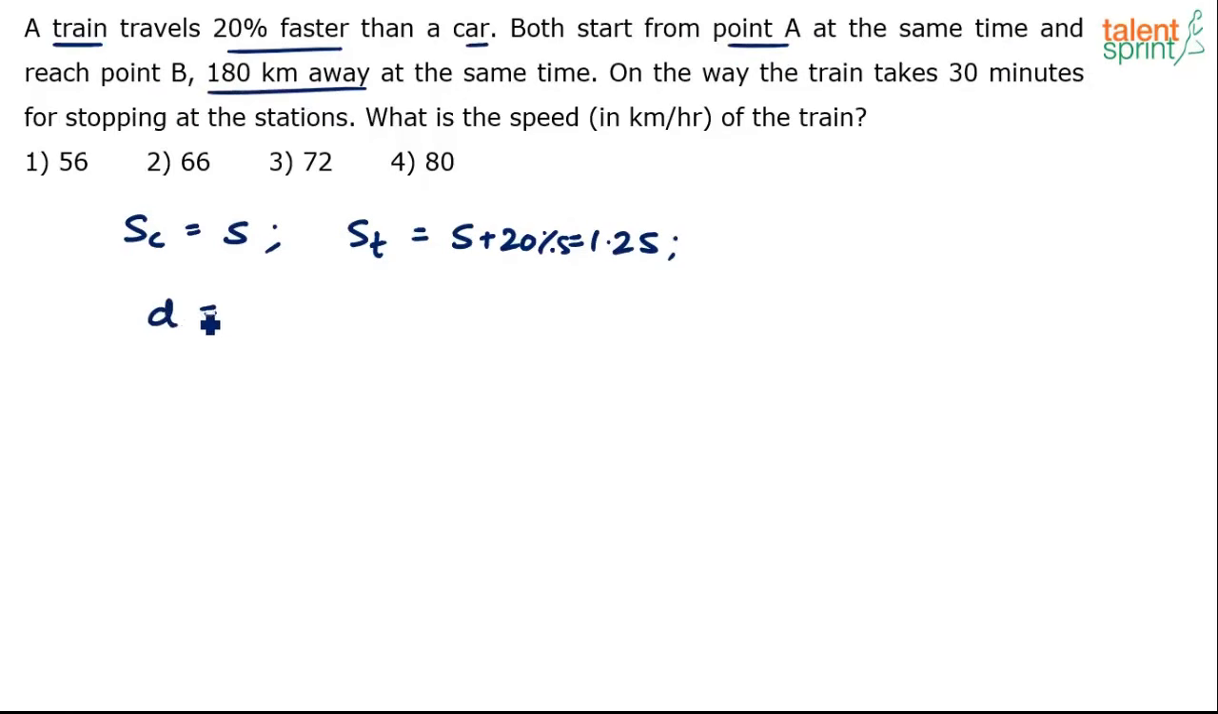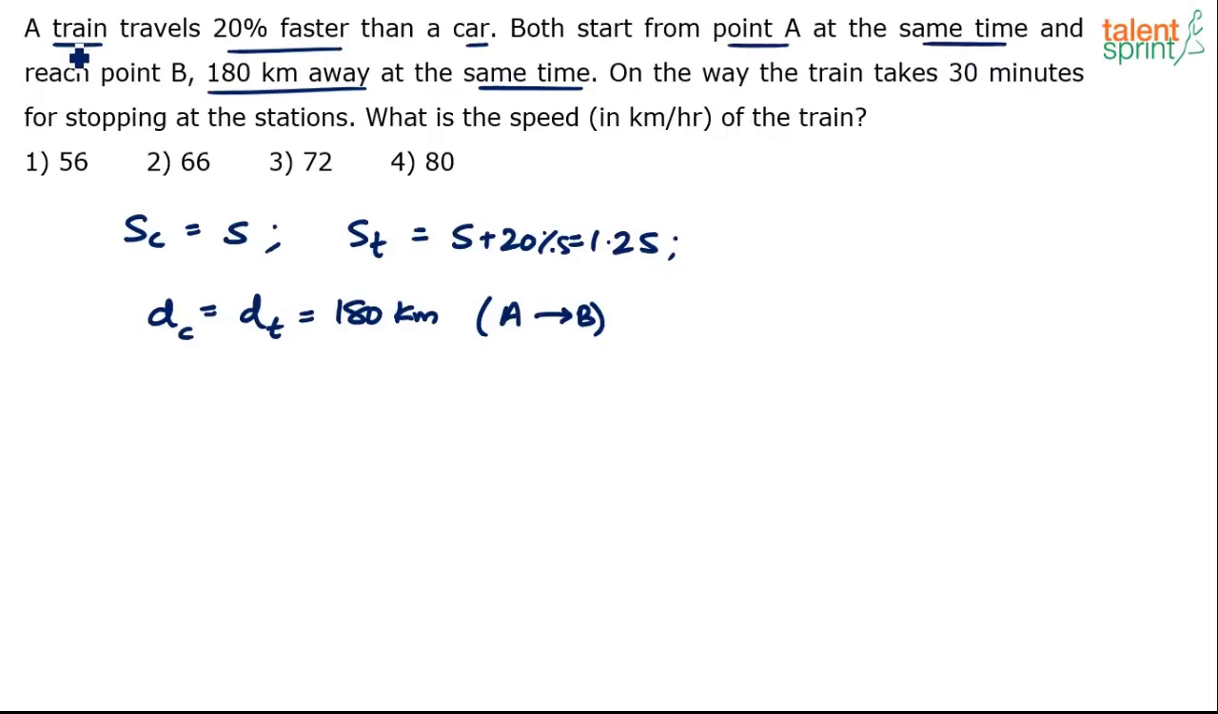So basically the distance covered by both of them is equal to 180 kilometers. Distance covered by car is equal to distance covered by train, 180 kilometers from point A to point B, right? And both of them reach at the same time. Now how is it possible if both of them start at the same time? How can both reach at the same time?